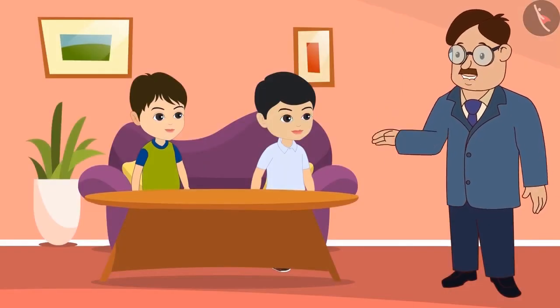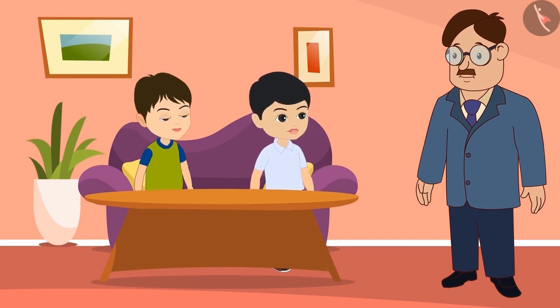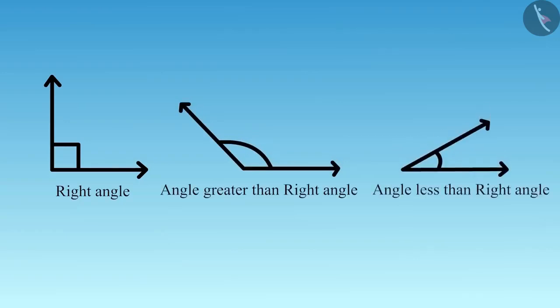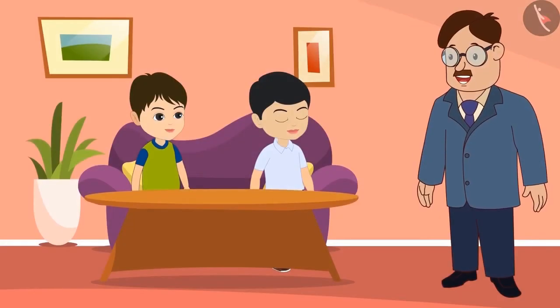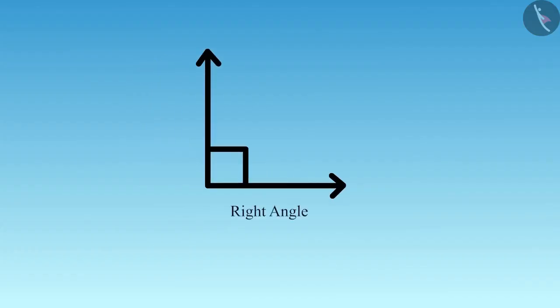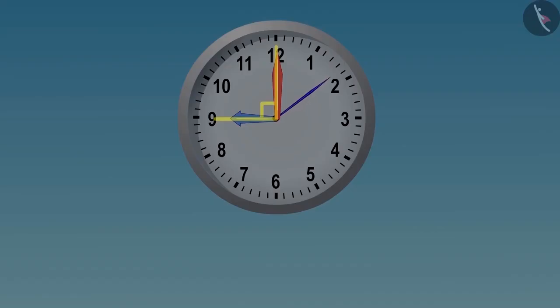Okay, tell me about the angles you know. Uncle, we know about 3 types of angles. Right angle, angles greater than right angle, and angles less than right angle. Oh, wow! Do you know the measurement of our right angle, children? 90 degrees. What is meant by 90 degrees, uncle? Look, children, when it was 9 o'clock, the hands of the clock were making a right angle. That means the rotation between them was 90 degrees.